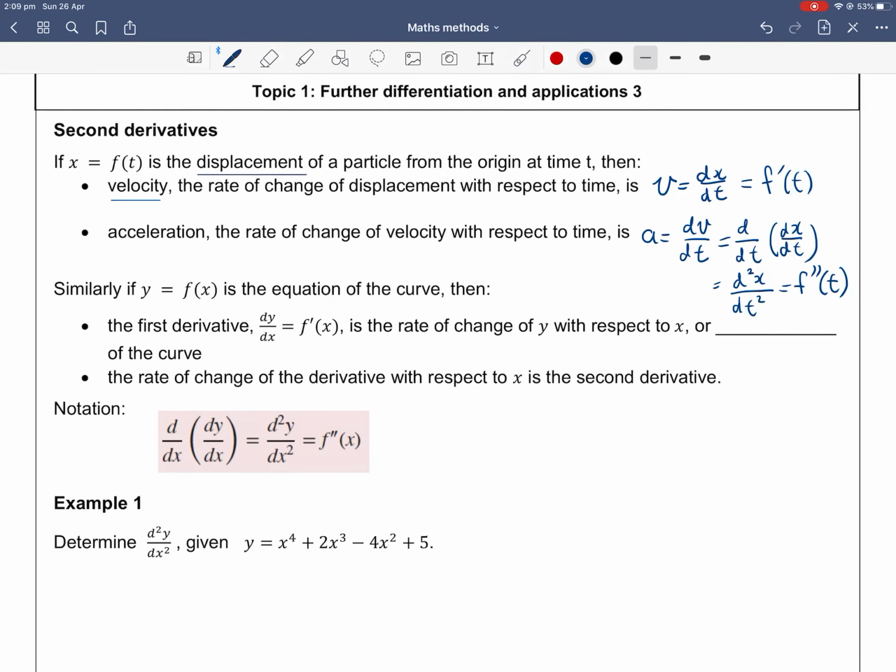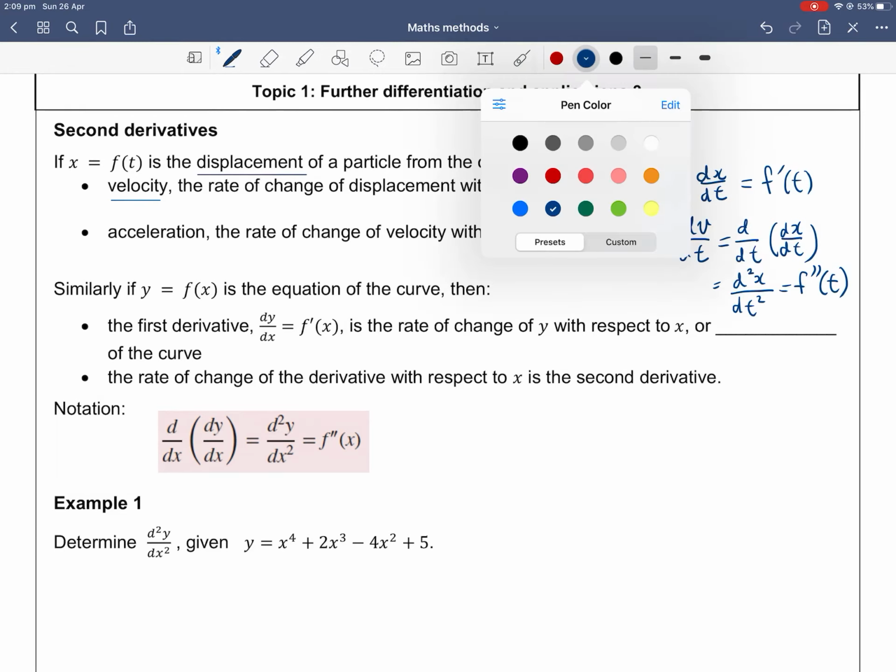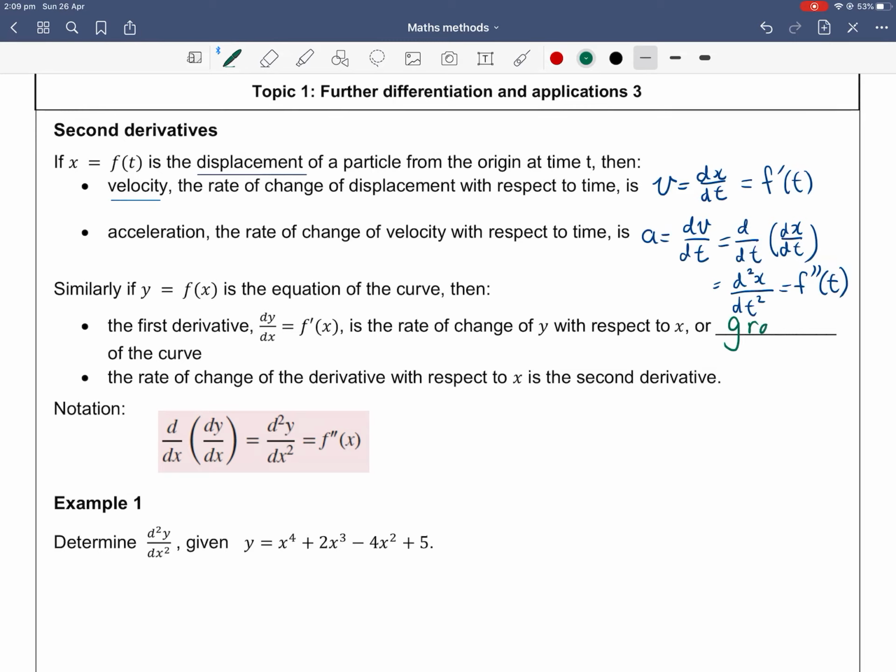Also, down here, similarly, if we have a function, then the first derivative is the rate of change of y with respect to x, or the gradient. So the first derivative is the gradient of the function. The second derivative is the rate of change of the gradient. So it's a rate of change of the gradient of your original function, because your first derivative is the gradient.